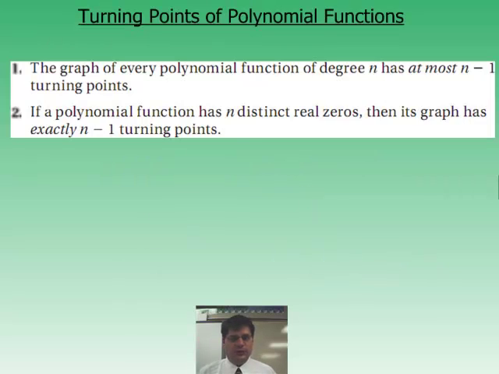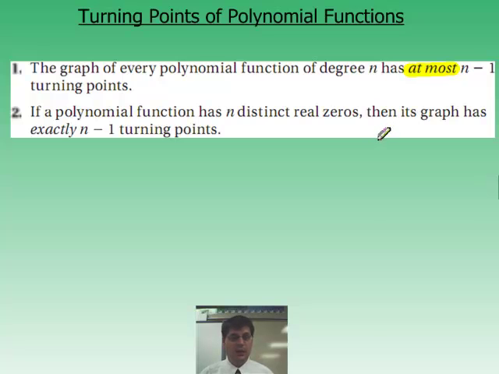So the turning points of a polynomial function can be determined based off of the degree. The graph of every polynomial function of degree n has, key phrase, at most n minus 1 turning points. So if you have a degree of 3, then there's going to be at most 2 turning points. Or if you have a degree of 4, there'll be at most 3 turning points. So the number of turns in a graph is always 1 less than the degree, is what it's saying.